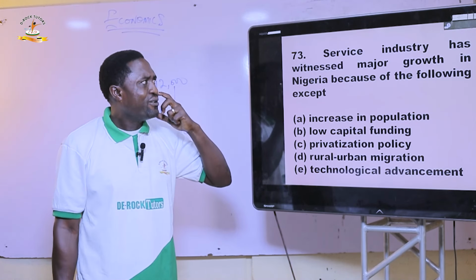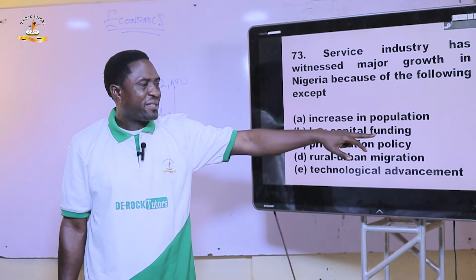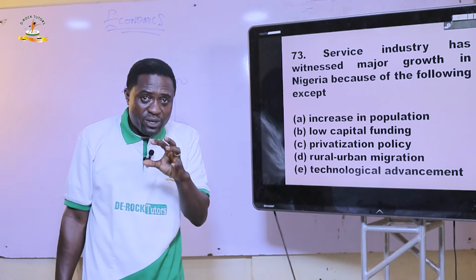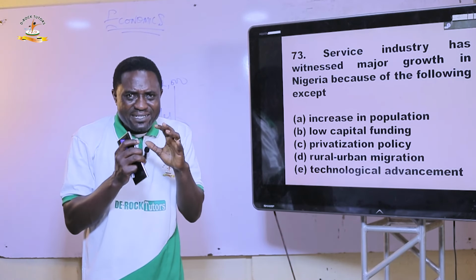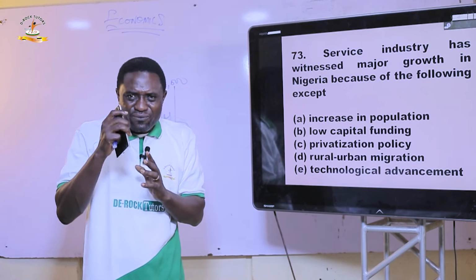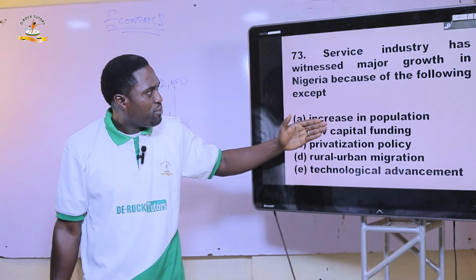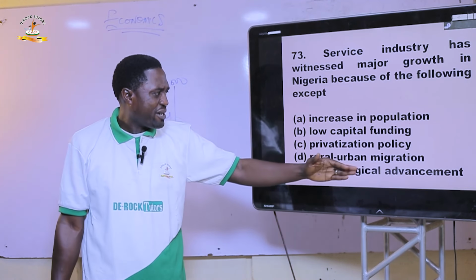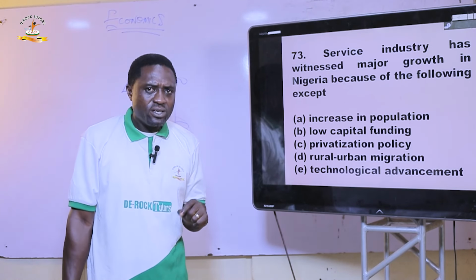Except low capital funding. It will witness major growth if there is low capital funding? No. So this is the odd one out. When you are answering questions, look at the options very well. You discover that some will make sense, maybe positive, maybe one may be negative. So one that is negative, if they are asking for the exception or for the demerit or whatever, you will know that it's only that one. Increase in population is not a disadvantage. Privatization policy is not a disadvantage. Rural to urban migration, but you can say that low capital funding cannot cause this to happen. That's why the perfect answer to this is B, low capital funding.